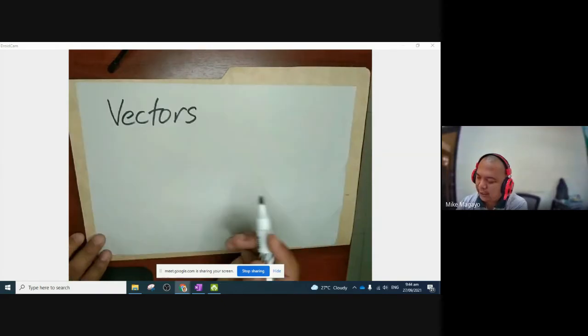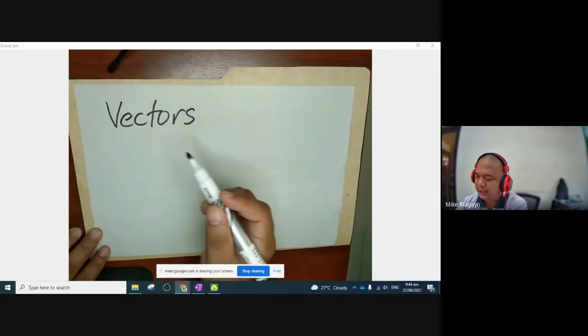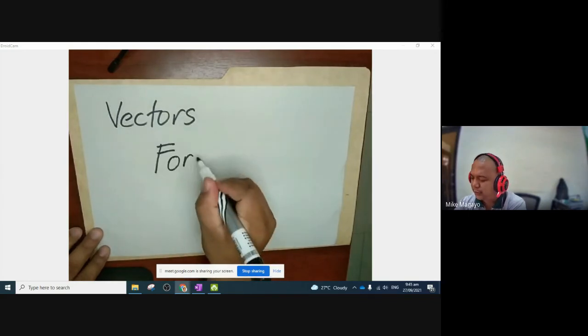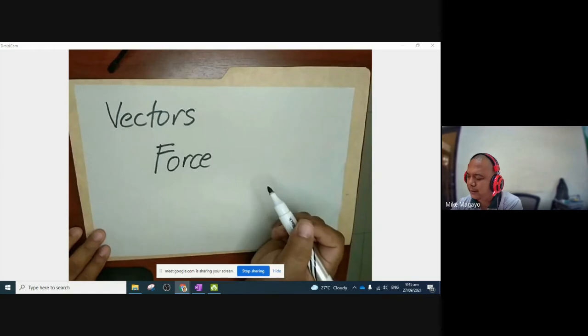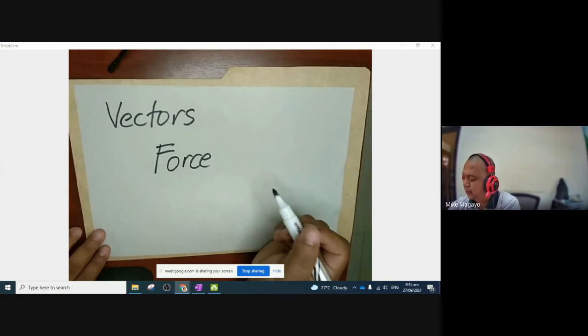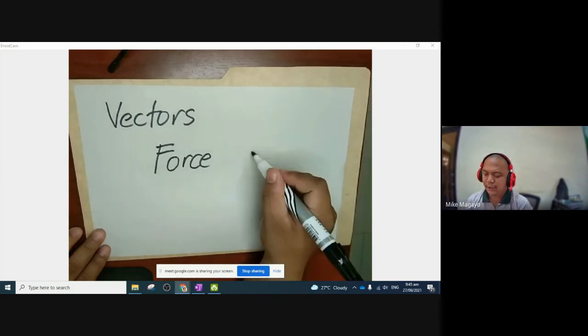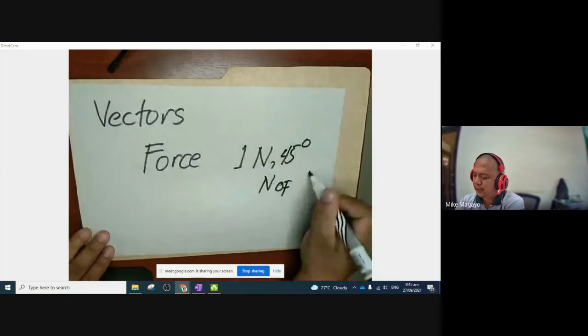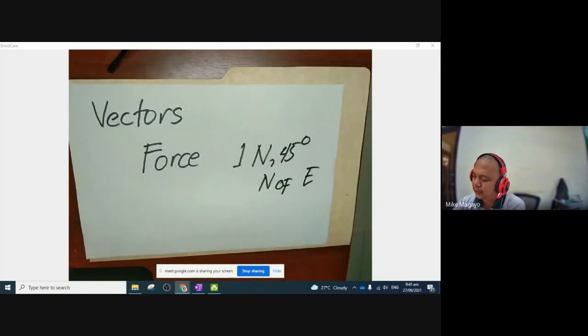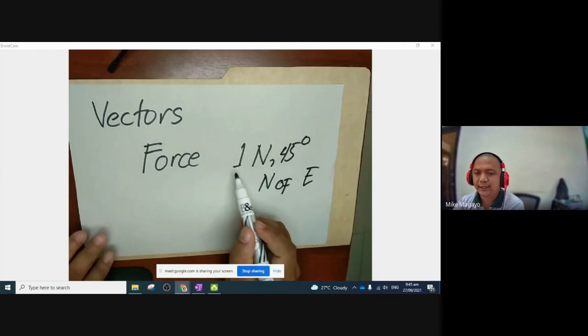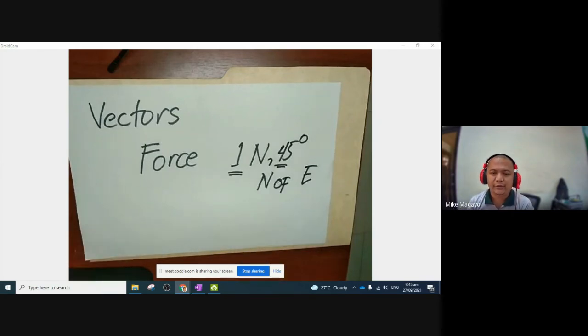An example of vectors that we deal with is, for example, force, and then we mean direction. So you could say 1 Newton, and then let's say 45 degrees north of east. That indicates direction. So as you can see, one number here and another number. This basically describes this particular vector. In this case, we have force.